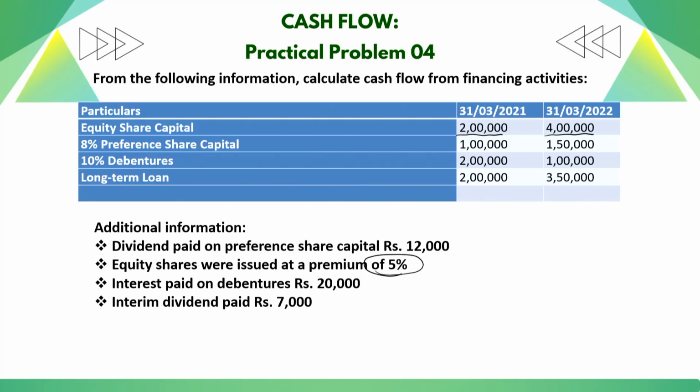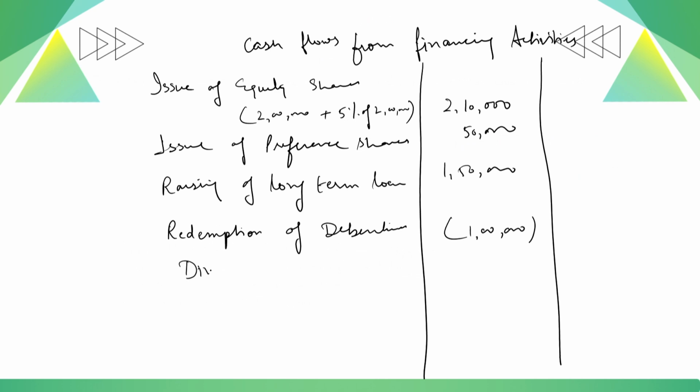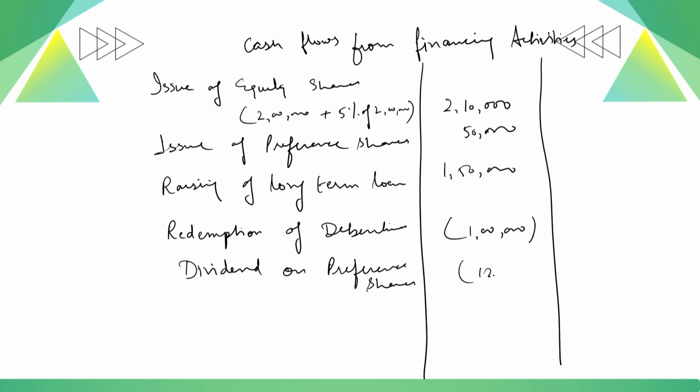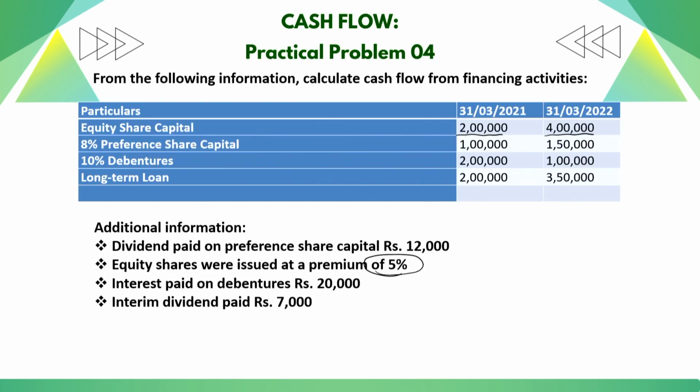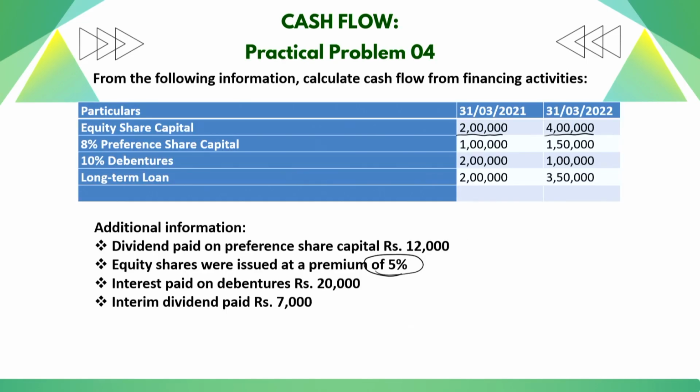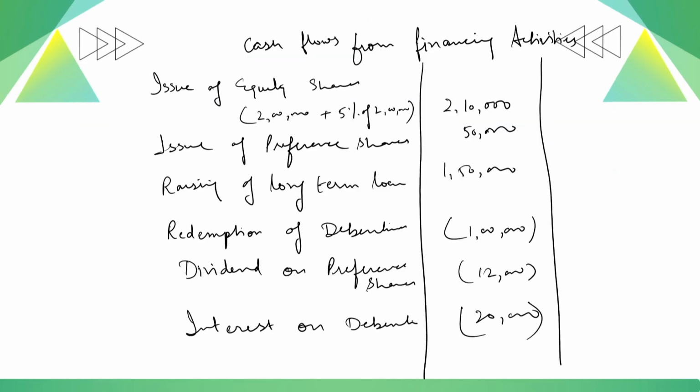Then, additional information, dividend paid on preference share capital, dividend on preference shares amounting to rupees 12,000. Then the next adjustment is interest paid on debentures for rupees 20,000. Interest on debentures, that is 20,000 rupees. And the last is interim dividend paid rupees 7,000.